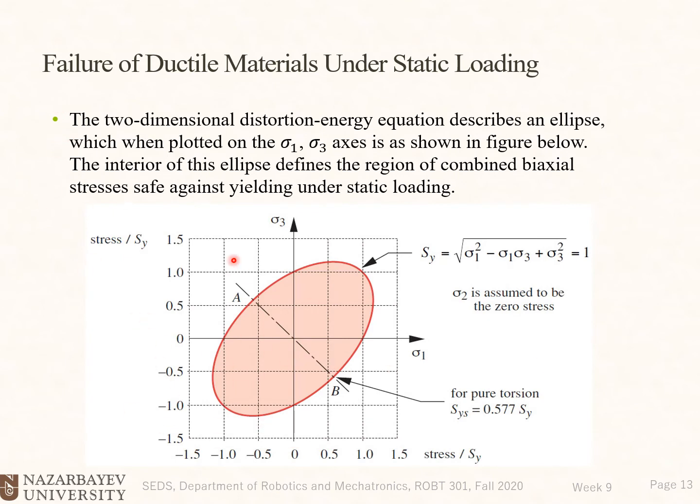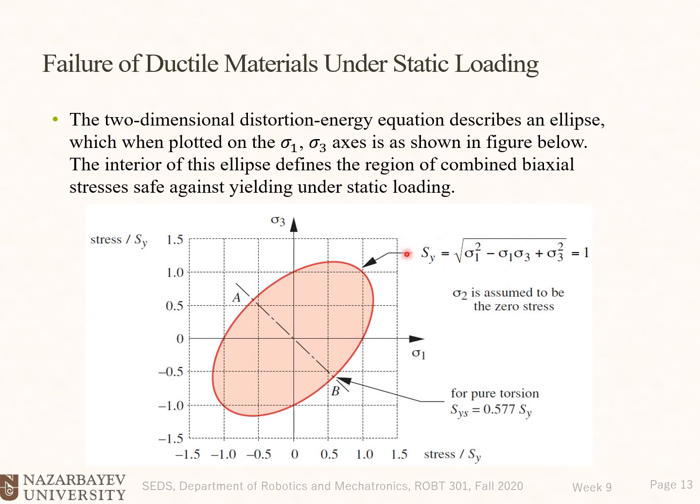So first, let's discuss the two-dimensional case. The two-dimensional distortion energy equation describes an ellipse which, when plotted on the sigma 1, sigma 3 axes, is as shown in the figure below. The interior of this ellipse defines the region of combined biaxial stresses safe against yielding under static loading. So this was the equation we developed, and this is a principal normal stress coordinate system for two-dimensional cases, sigma 1 and sigma 3. And you see that Sy is equal to the square root of this equation.